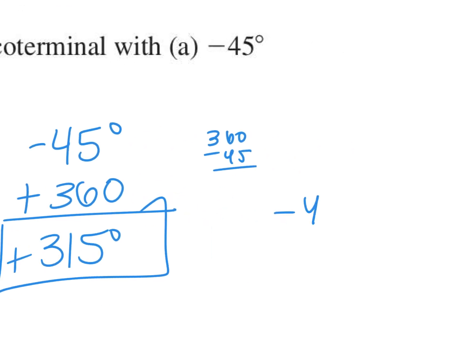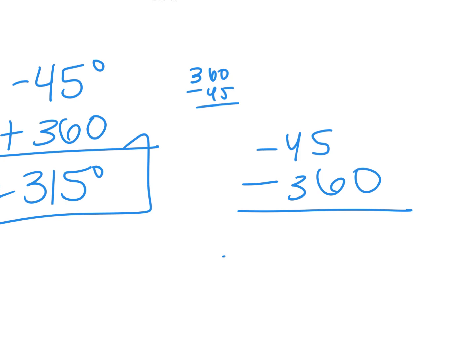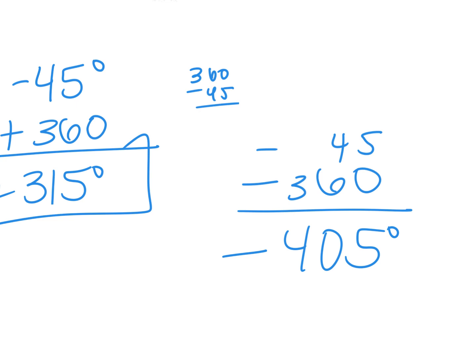I would say negative 45 minus 360. In this case, what are you doing to those two numbers? You're adding them. All right, so I'm going to get a negative. Let me write it like this so you can see a little better. What does this equal? Negative 405 degrees. Is it important to have that degree symbol? Yes.